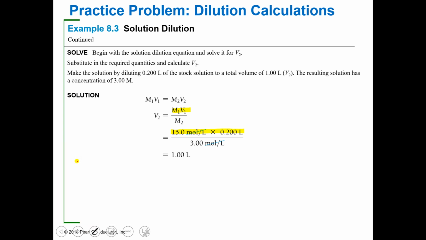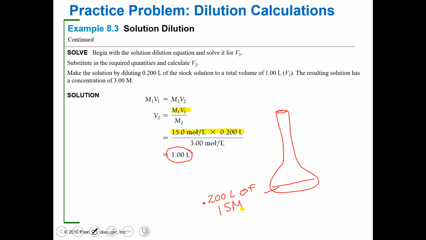So what this translates into is I would need a total of a 1 liter solution in order to get my 3 molar concentration. So what this means is if I had my flask and I added to it 0.200 liters of 15 molar solution, the next thing I would do is I would fill up with water to the 1 liter mark, so that when all was said and done, I had a 3 molar solution.